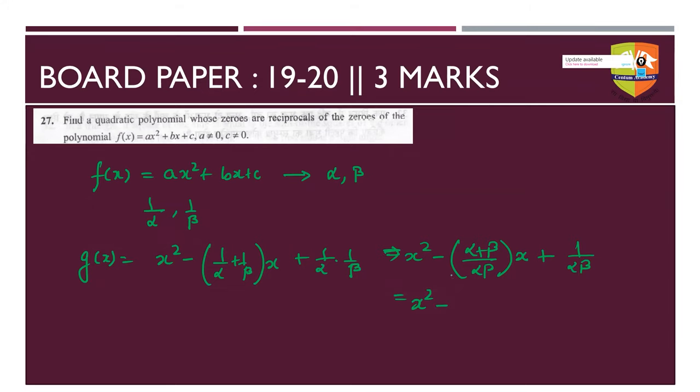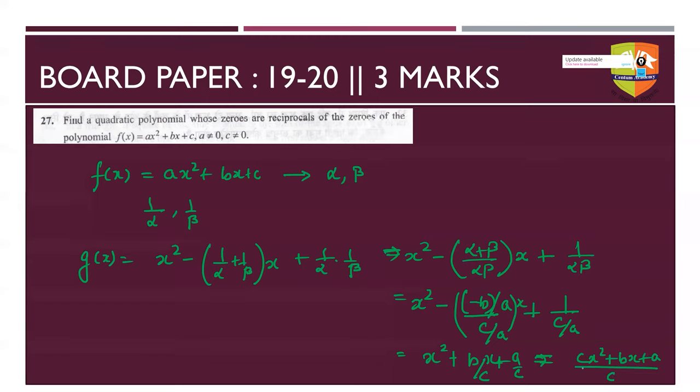What is alpha plus beta? Alpha plus beta is minus b by a. And alpha beta is c by a. So this is c by a, and 1 upon c by a is a by c. Hence this will be x square plus b by c times x plus a by c. So this is equal to cx square plus bx plus a, divided by c.